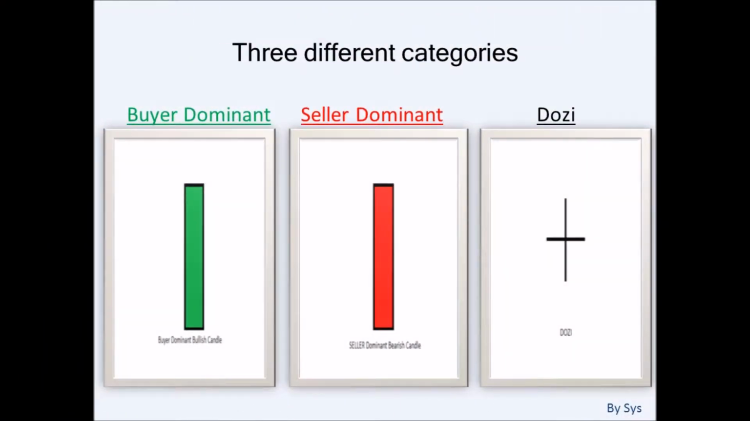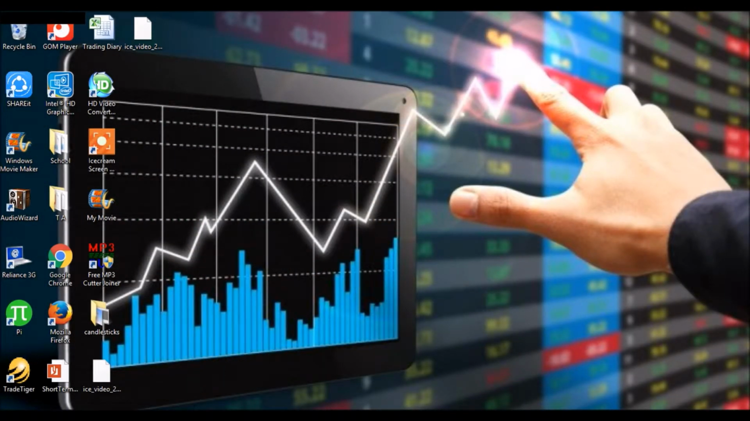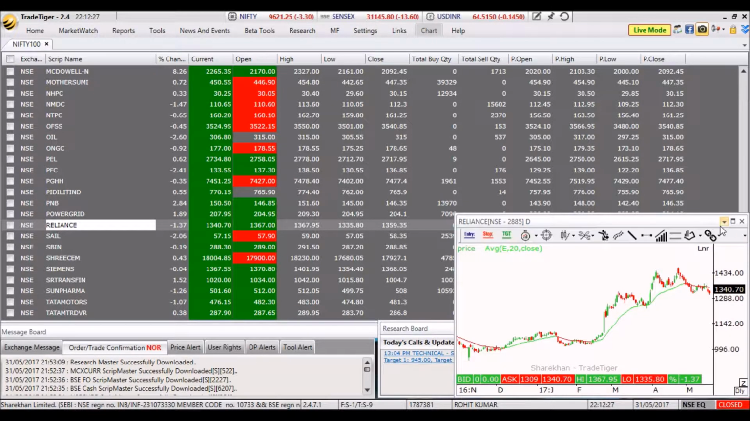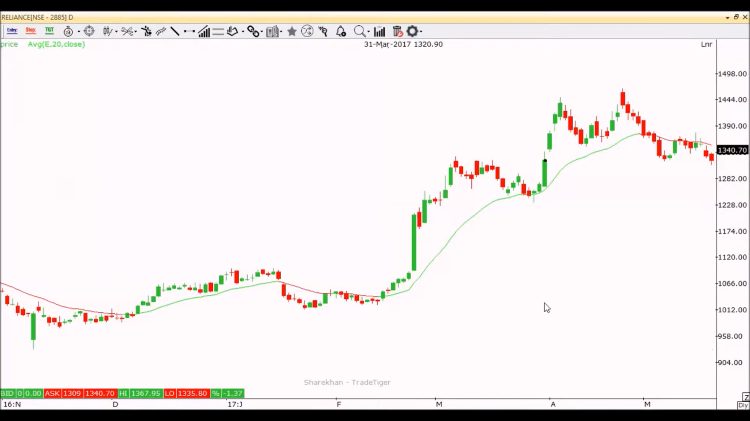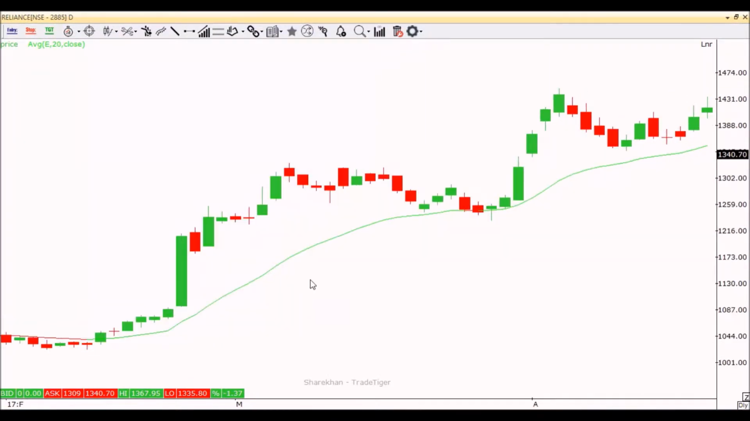The buyer or seller dominant candles are the candles which do not have an upper or lower wick. It represents that the buyers or the sellers are in a hurry to buy or sell, whereas the doji represents indecision, showing neither the buyers nor the sellers are interested. That means the doji shows that the market is not trending. Actually, they are in a trading range, so it is better to avoid trading on doji days or in trading ranges.